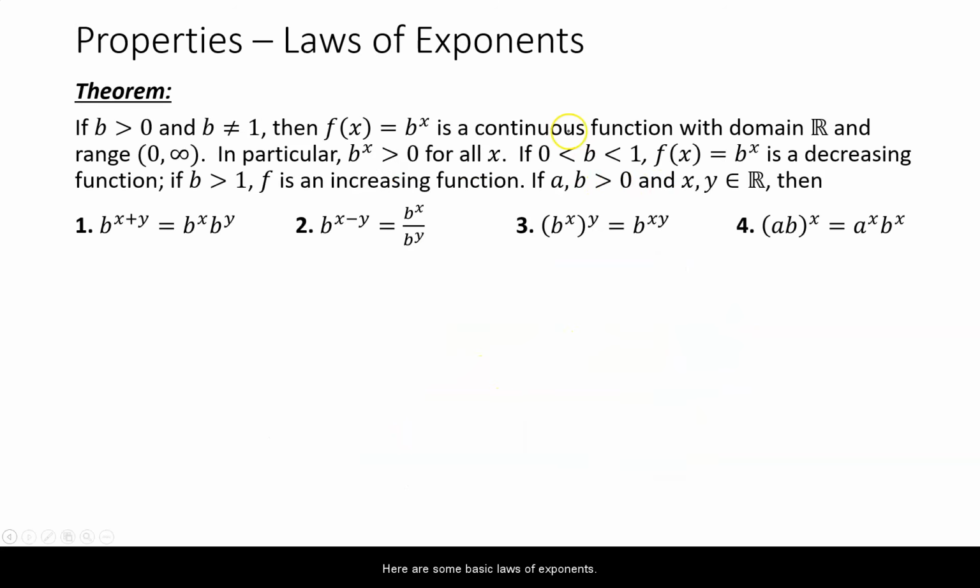Here are some basic laws of exponents. b to the power of x plus y can be split up into two separate factors, b to the x times b to the y. b to the x minus y is equal to b to the x over b to the y. b to the x to the y is equal to b to the power of x times y. And (ab) to the power of x is equal to a to the x times b to the x.